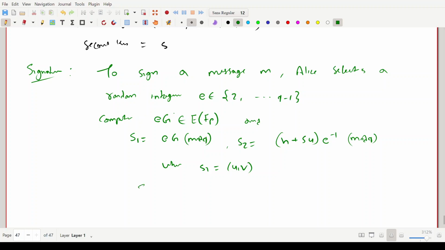So what is the signature? The signature on the message digest H is (S1, S2).